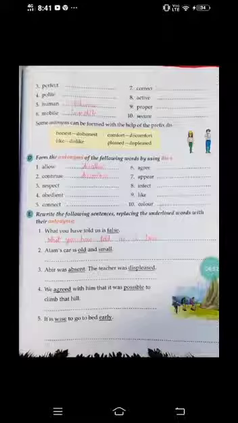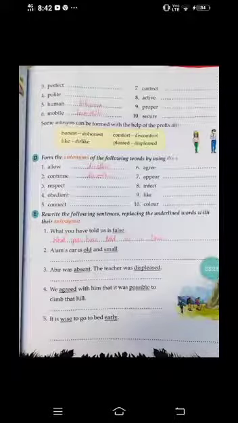Next, E bit. Rewrite the following sentences replacing the underlined words with their antonyms. Here you need to write the antonym of the word which has been underlined, and you need to rewrite the sentence. First one is done. What you have told us is false. The underlined word is false. What is the antonym of false? True, right? What you have told us is true. So you need to write the sentence using the antonym. The rest you need to do.